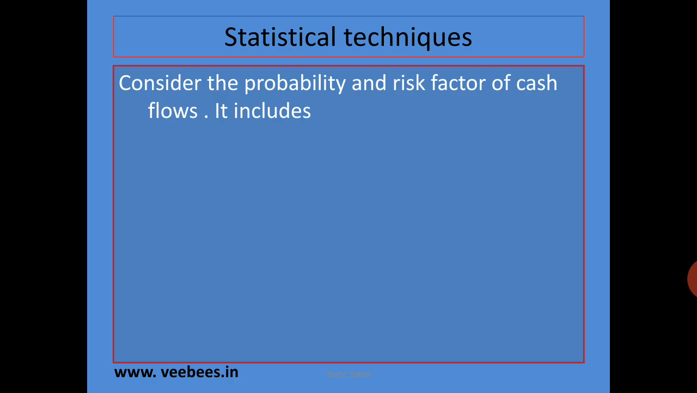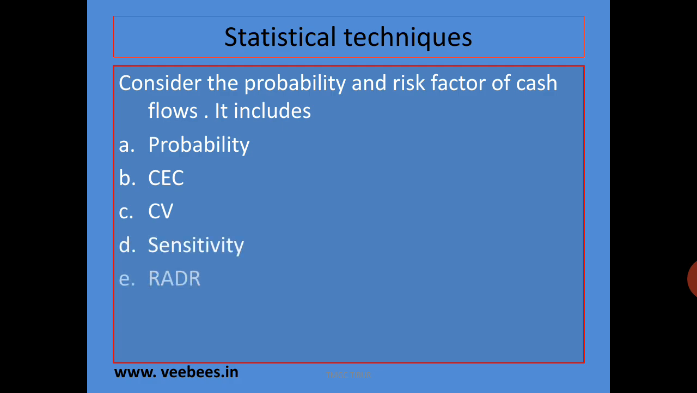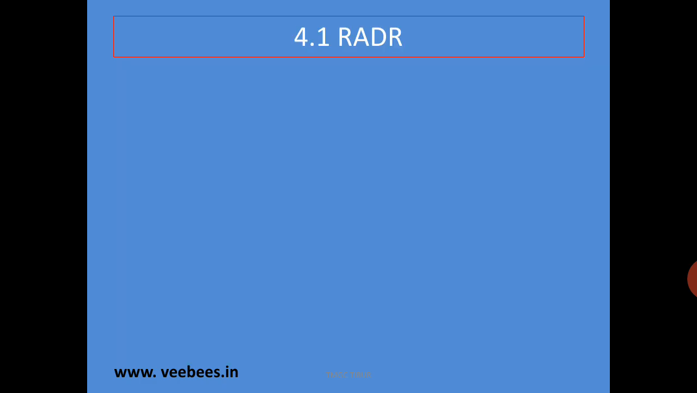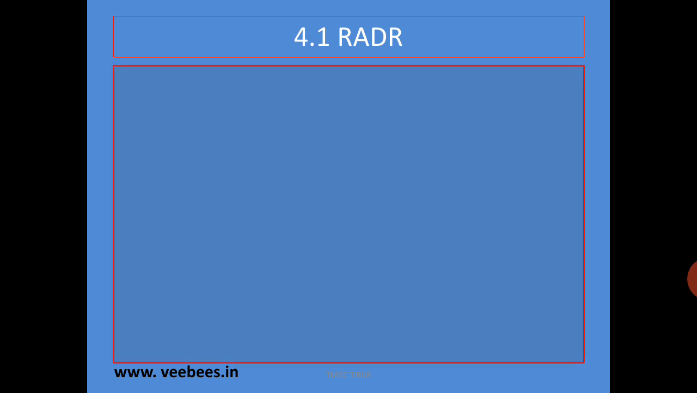In all these statistical techniques, we consider either the probability of cash inflow or the risk factors involved in cash flows. It includes different techniques such as probability assignment technique, certainty equivalent coefficient CEC, then CV coefficient of variance, then sensitivity analysis, then risk adjusted discounting rate, standard deviation, etc. There are a lot of techniques, and the first technique we are discussing is risk adjusted discounting rates.